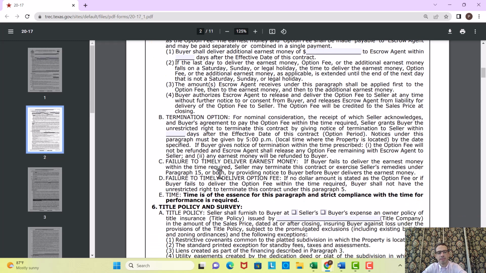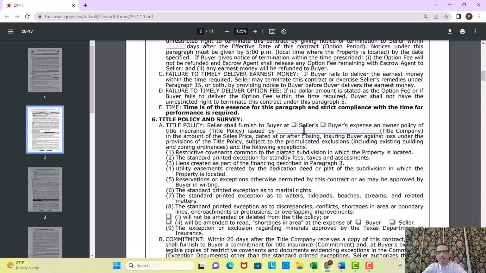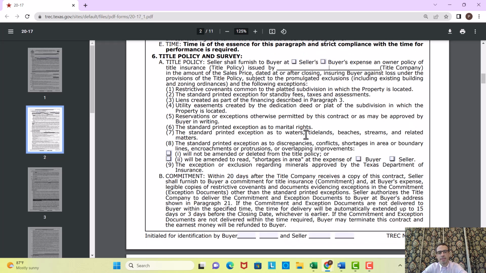Title policy and survey. In Texas, usually it's the seller that purchases the title policy for the benefit of the buyer. The policy is issued by one of the major underwriters in Texas. This is a common mistake you see by realtors, is they'll put the title agent here. It's really the underwriter that goes here. So Fidelity, Old Republic, Stewart, you're not going to put something like Tradition or StarTex or whatever your local title agent is closest to the neighborhood. The name of the underwriter goes there.